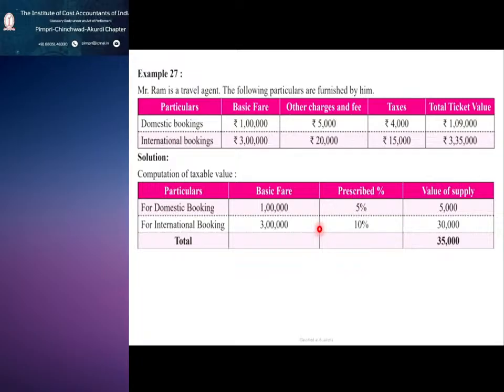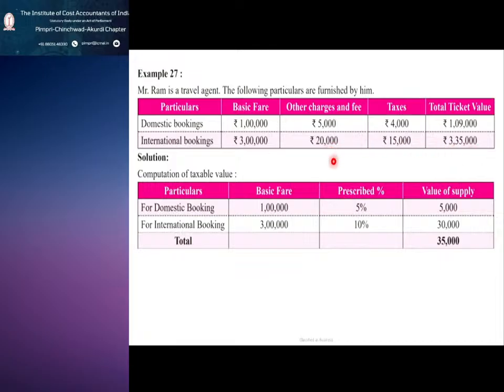Mr. Ram is a travel agent. The following particulars are furnished by him. Domestic bookings basic fare: 1 lakh, and international: 3 lakhs. Other charges and fees are there, 5,000 and 20,000. There are taxes also, 4,000 and 15,000. The total ticket value is this much.